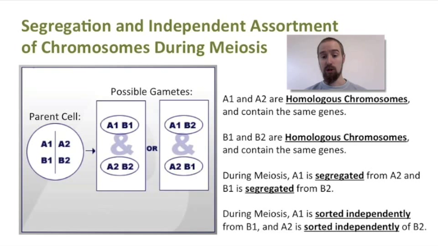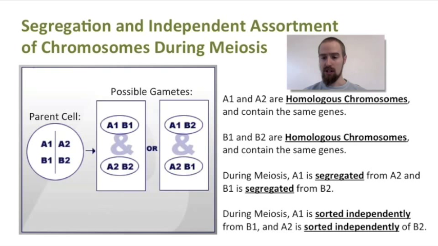B1 and B2 are also homologous chromosomes and also contain the same genes, but the B chromosomes contain different genes than the A chromosomes. During meiosis, chromosome A1 is segregated, or kept separate, from chromosome A2. Likewise, chromosome B1 is segregated, or kept separate, from chromosome B2. You'll never produce a cell that has both the A1 and the A2 chromosome if everything goes as it should.